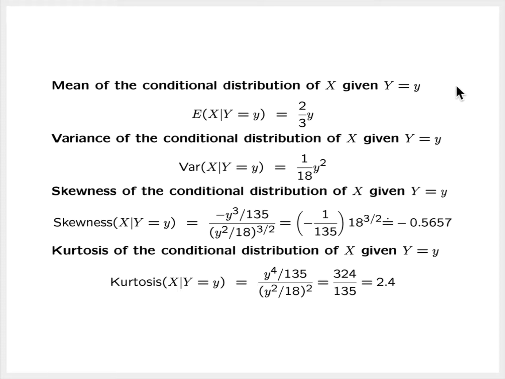And so I have this summary page, which shows not only the mean and the variance of the conditional distribution of x given y, but I've also computed the skewness and the kurtosis coefficients. And so you can see here that even though the mean and the variance of the conditional distribution of x given y vary as a function of y, the skewness and the kurtosis are constant as a function of y.